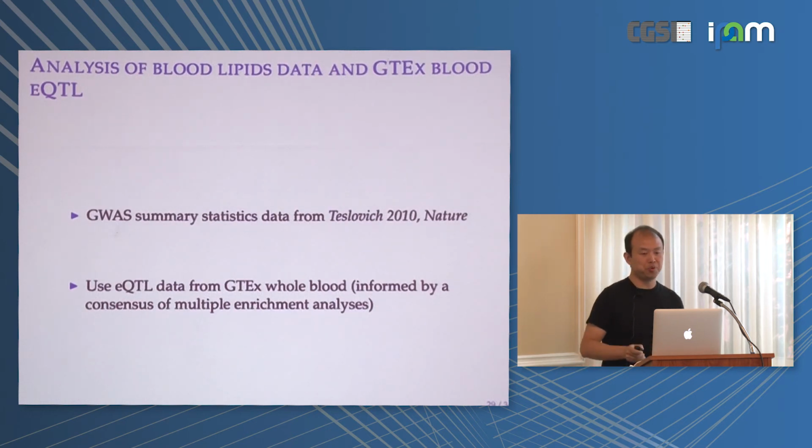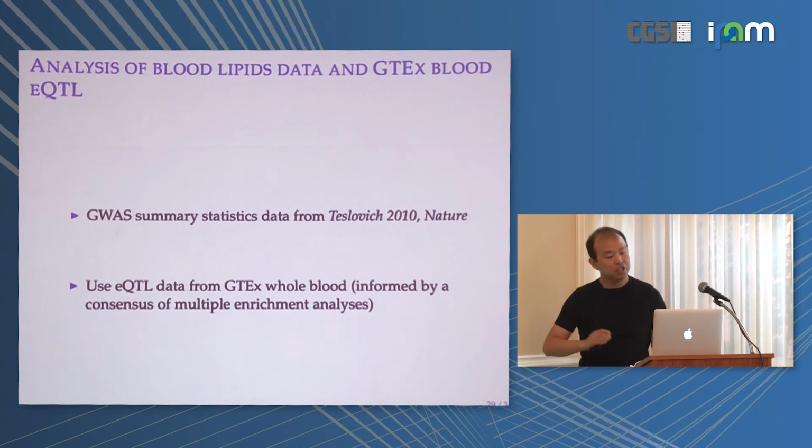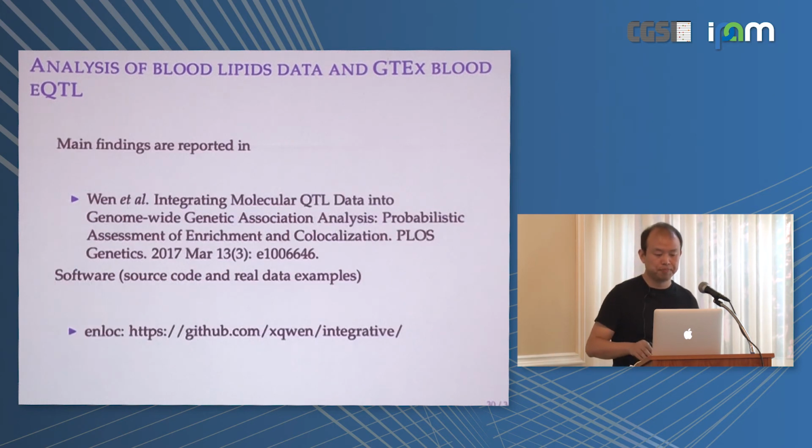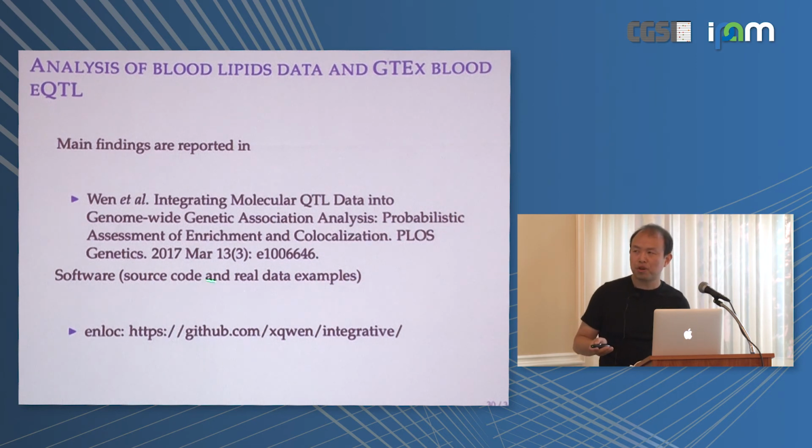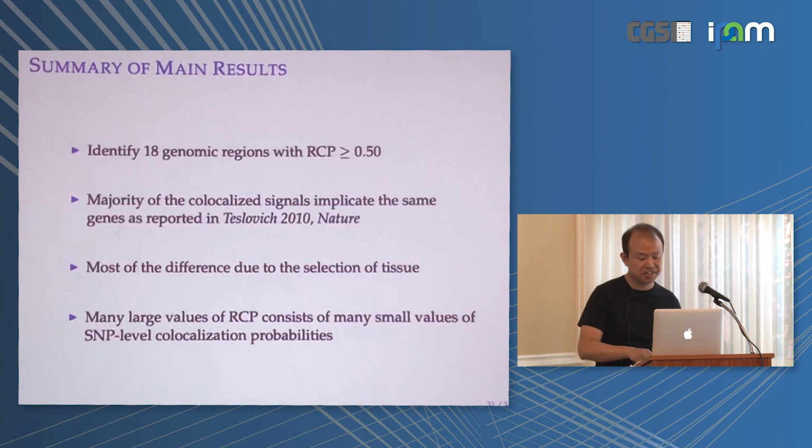So finally, a real data example, though I'm not going to say too much about it. The GWAS data come from the Global Lipids consortium, and the eQTL data come from GTEx whole blood, an intermediate release with a limited sample size. Our main findings you can read in this PLOS Genetics paper, along with the software with source code and the real data example. All the data is public, so we included the data example on GitHub, so you can replicate our findings and see if we made any mistakes.